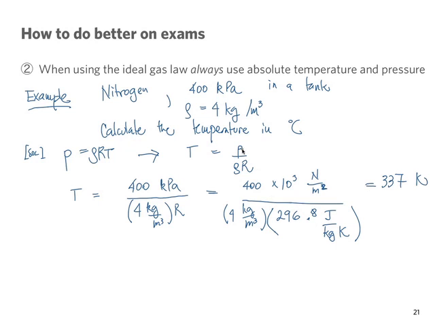So now I'm asked for the temperature in degrees Celsius, and so the temperature in degrees Celsius is equal to the temperature in Kelvin minus absolute zero, 273.15. I just write 273, and that is equal to 64 degrees Celsius. Always use absolute temperature and pressure in your ideal gas law or any equation of state.